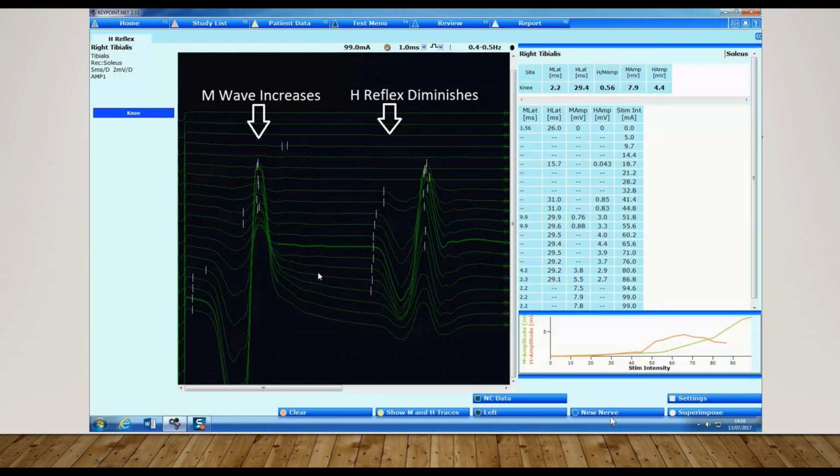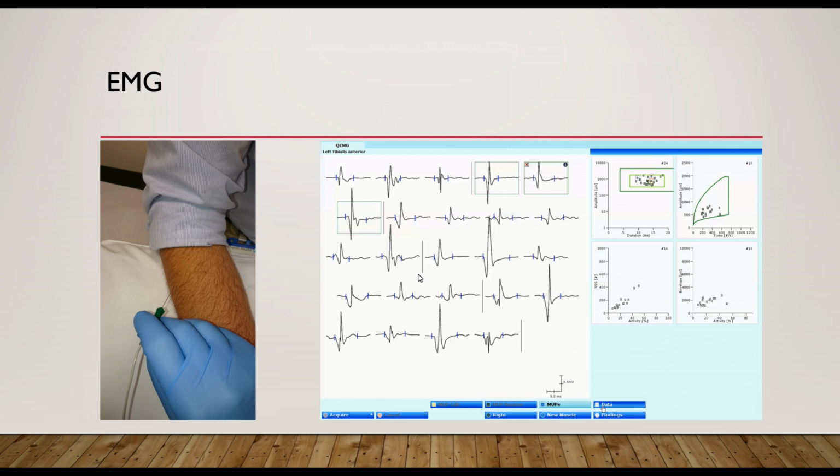starts getting collision of signals up and down, and the M wave, the motor response from the actual muscle itself directly, will increase in size quite dramatically in amplitude, and the H-reflex, the H responses will reduce in amplitude. So that's the H-reflex, and H for Hoffman, who first described it.